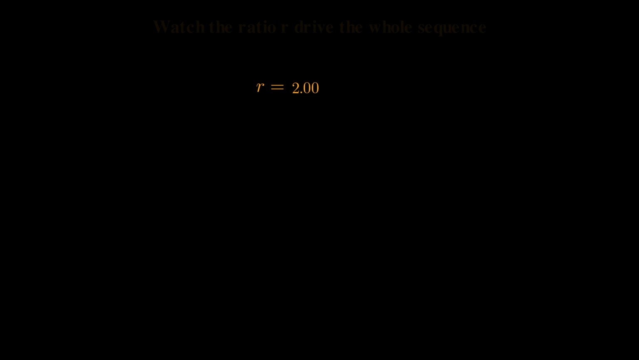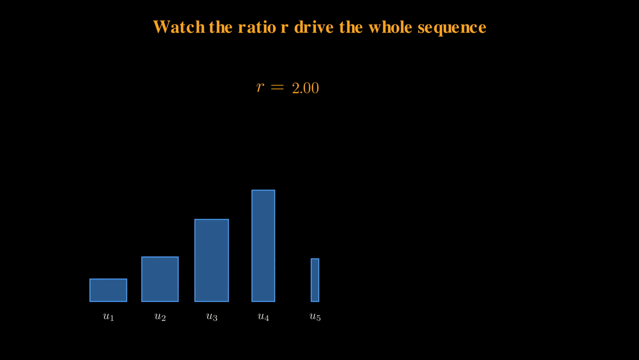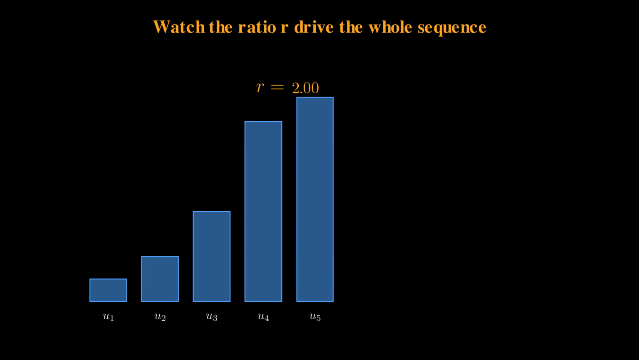Here's the heart of it. Start with one block, the first term. To get the next term, we scale it by r. The one after that, scaled by r again. Every block is the previous one, stretched by the common ratio. Let me lay out 5 of them, with r equal to 2. Each one is double the last.